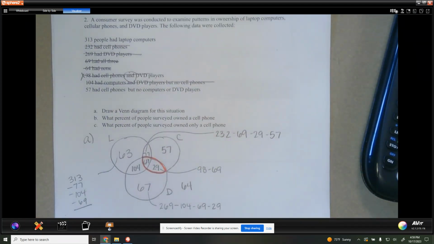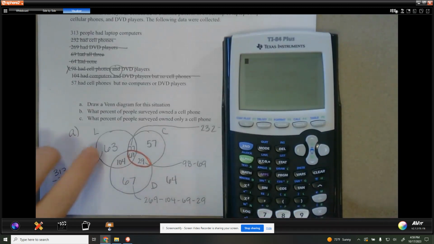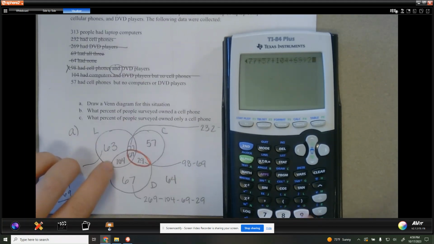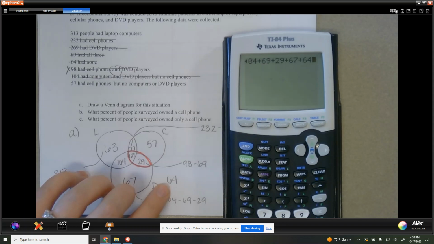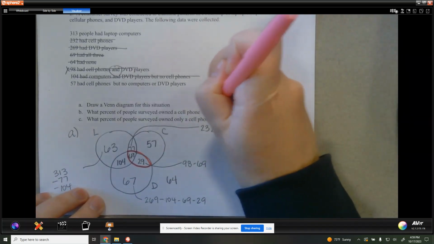We filled in all of our circles. It says what percent of people owned a cell phone. So we're going to need a total here. I've got to add these up. So I've got 63 plus 77 plus 57 plus 104 plus 69 plus 29 plus 67 plus 64. Don't forget the 64 floating out here in the mix. So 530 total.